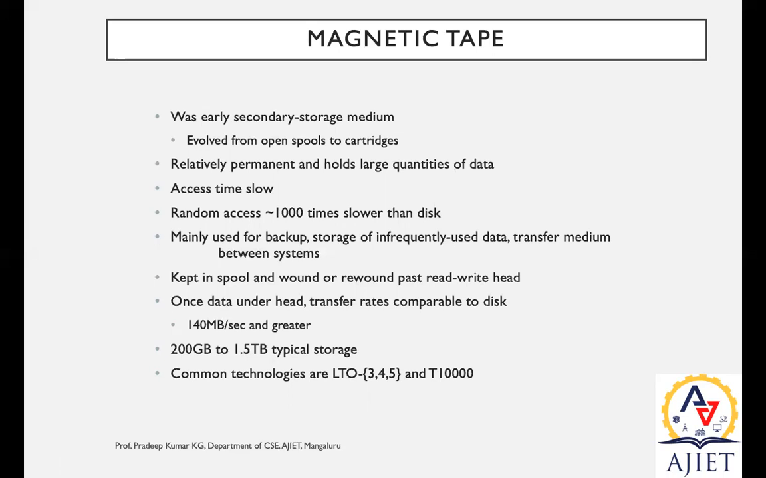But what will be the difficulties with this? Access time is slow. You can't skip to any individual shot in between because it should start from the beginning. So random access may take 1,000 times longer than the disk. It varies. In general, magnetic tape is used for backup, or having a copy for emergency situations, and can store infrequently used data. If you are using a particular disk once in a month, then you can call it backup data.